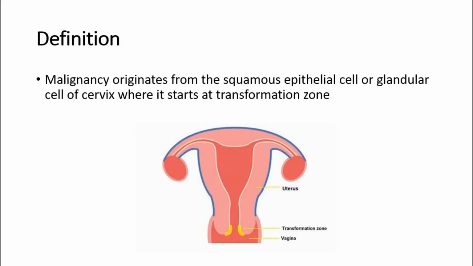This video will be on cervical cancer. Cervical cancer is defined as a malignancy originating from the squamous epithelial cell or glandular cell of the cervix, where it starts at the transformation zone, which is at the squamo-columnar junction at the cervix. There are two main types of cervical cancers, which are squamous cell carcinoma and adenocarcinoma.